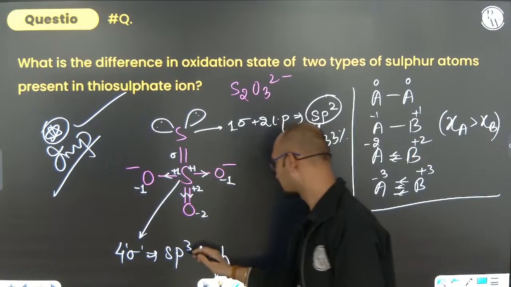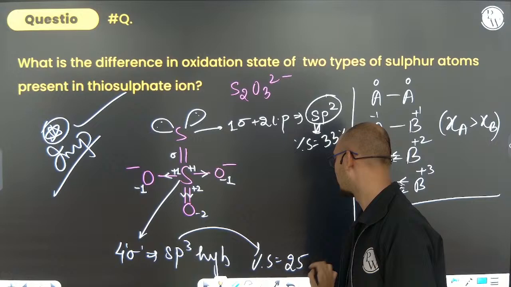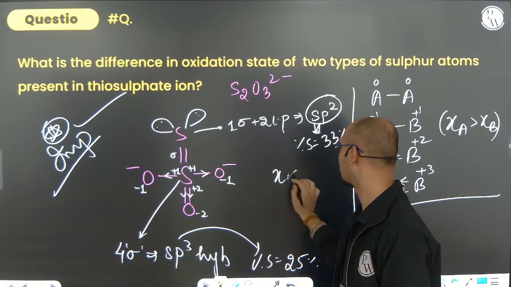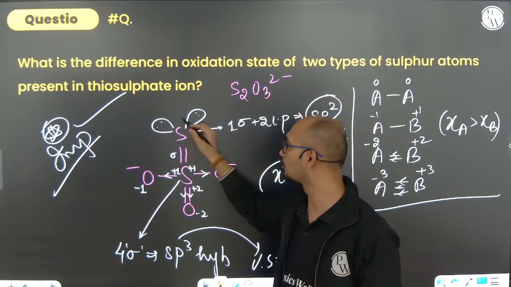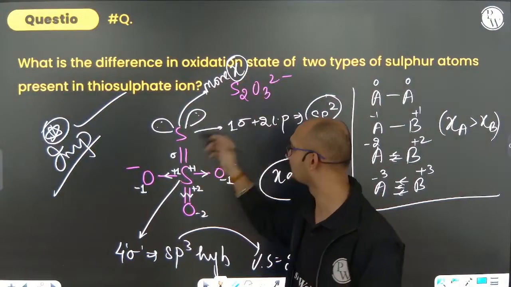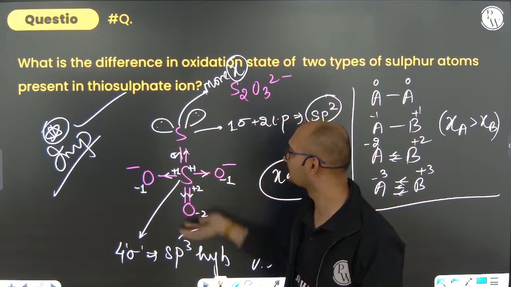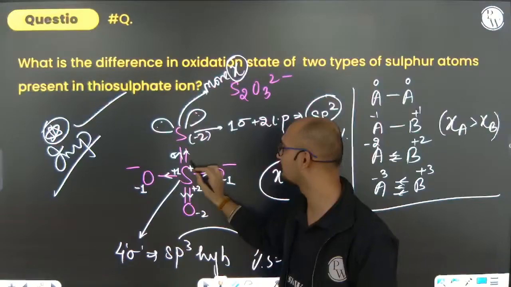While here in sp3, the percentage s is how much? The percentage is 25%. We know that electronegativity is directly proportional to percentage s character. So this sulfur is more electronegative. If it is more electronegative, this sulfur will pull the electrons. How many electrons? Of course, 2 bonds are there. So -2, and this will have +2.